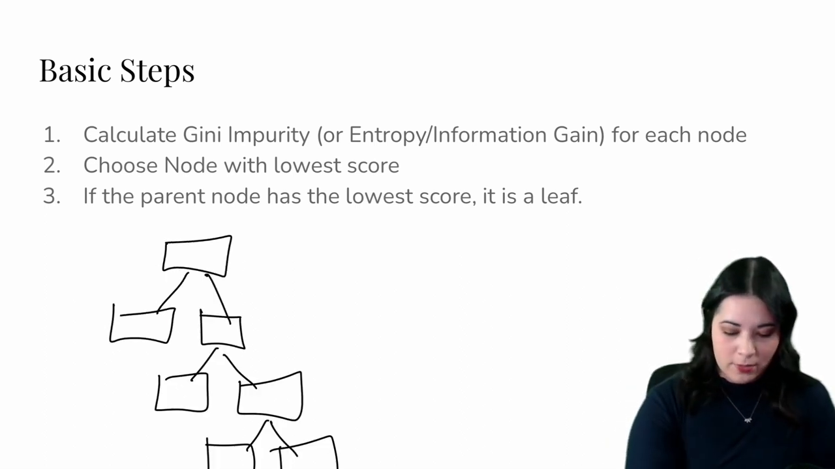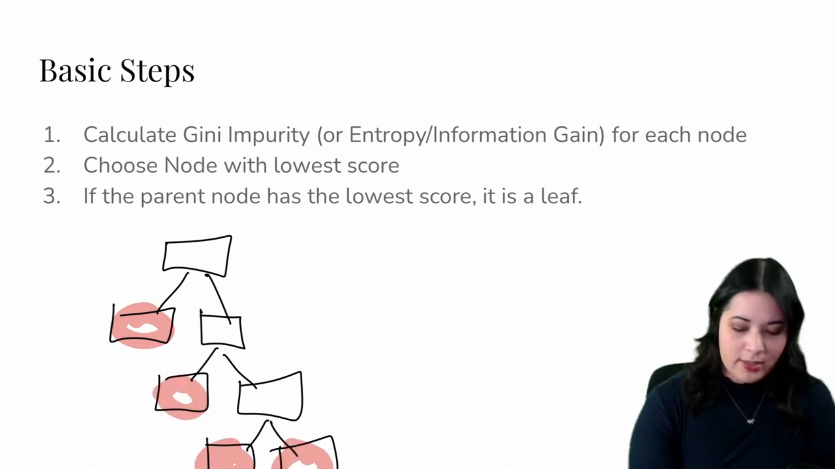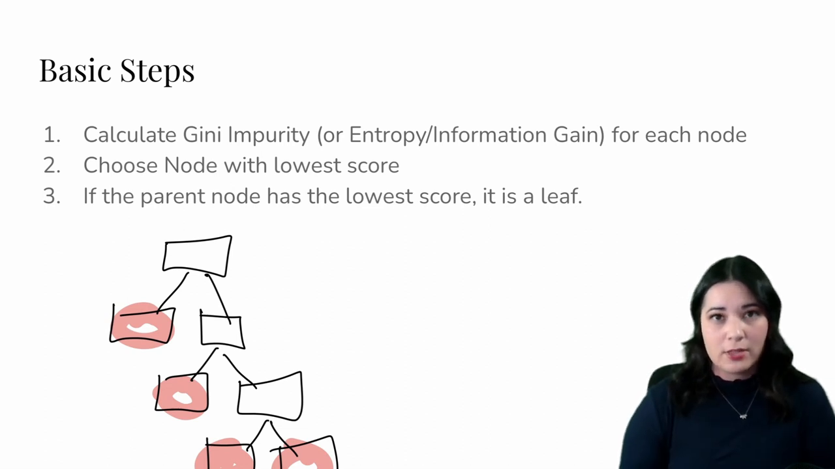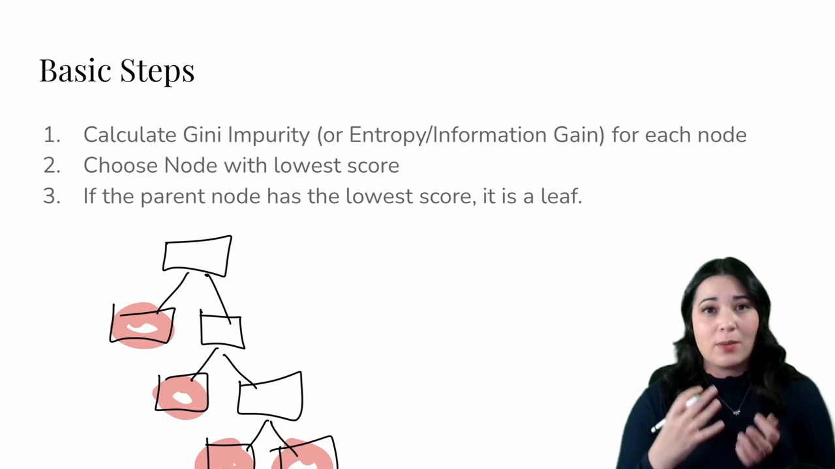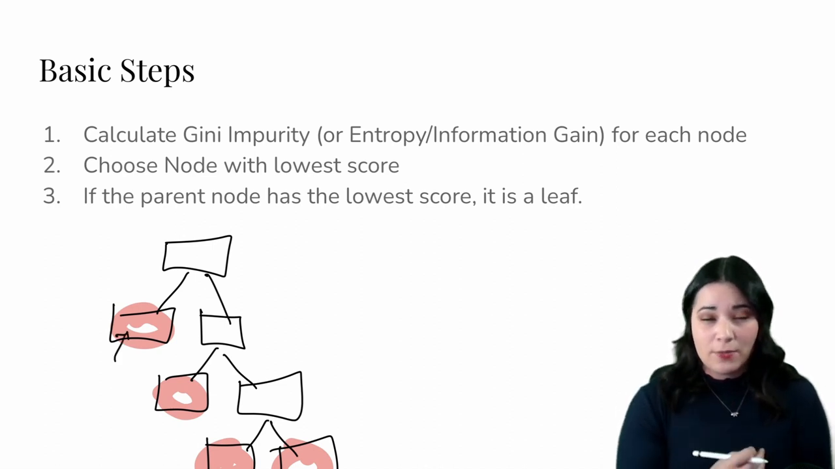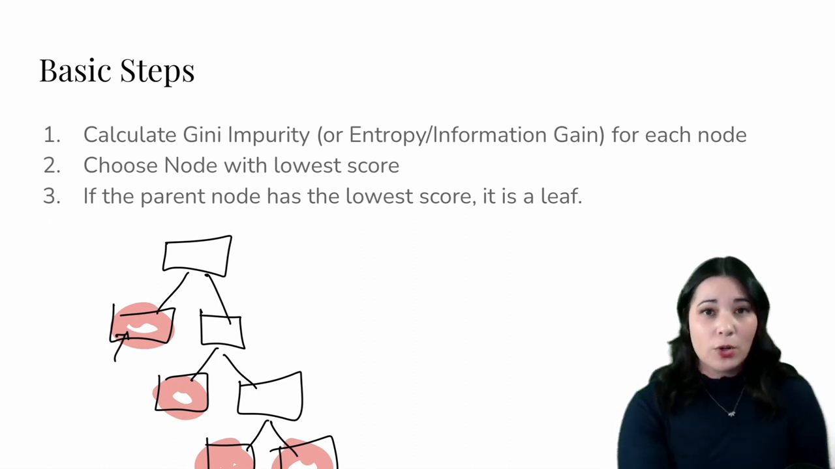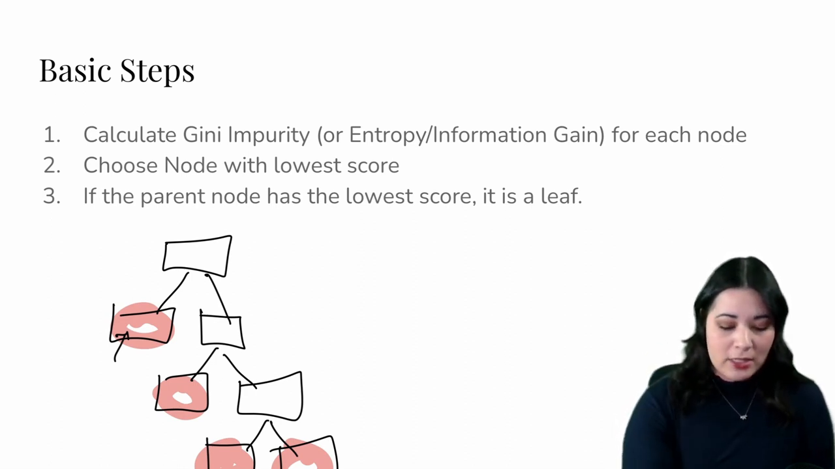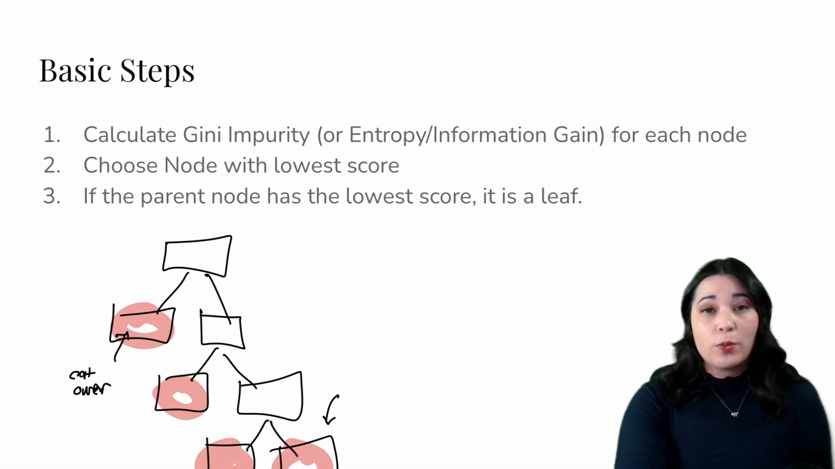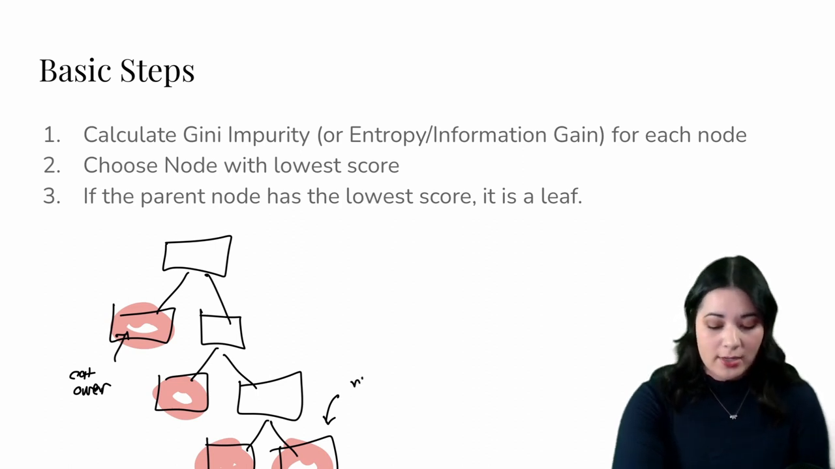Now, why are leaf nodes like this and this and this and this so important? In a decision tree, leaf nodes are where we actually make predictions. Once we've built out a tree so that all of the splits improve the Gini impurity or entropy of the tree, we take the leaf nodes and we use them to make predictions. When a data point ends up in a leaf node, we predict that it is the majority class in that node. So if this node had mostly cat owners, we would predict that anyone who ends up in that node is going to be a cat owner. If most of the people that end up in this node are not cat owners, then we would predict that anyone who reaches that node is not a cat owner.